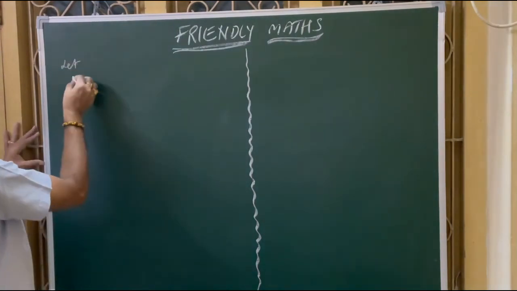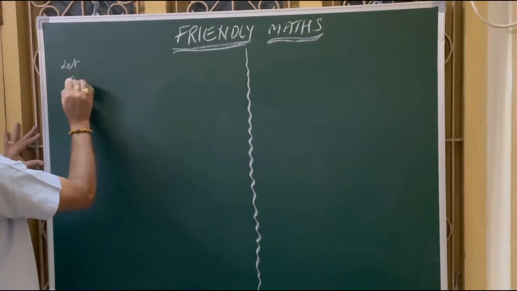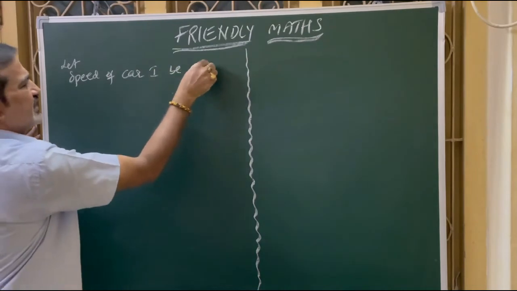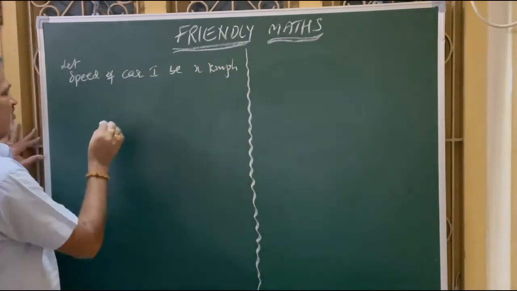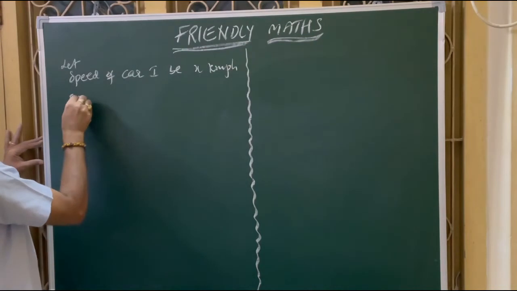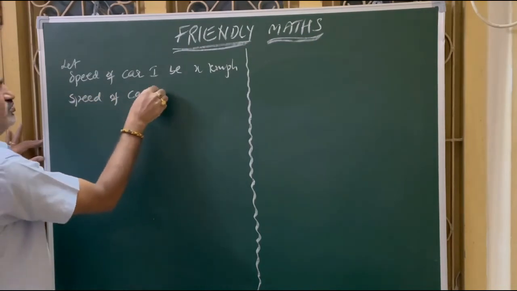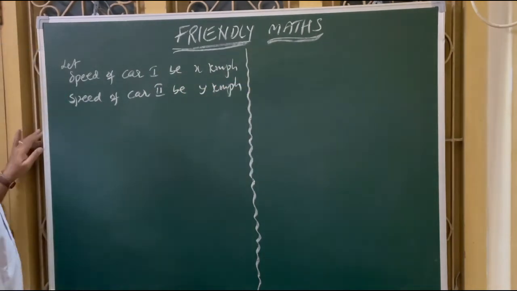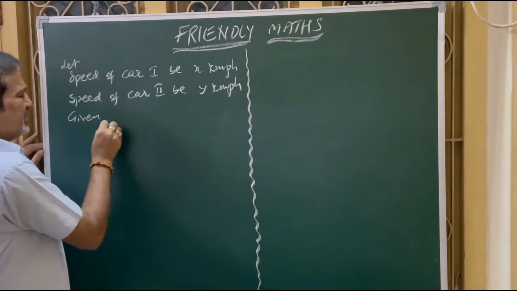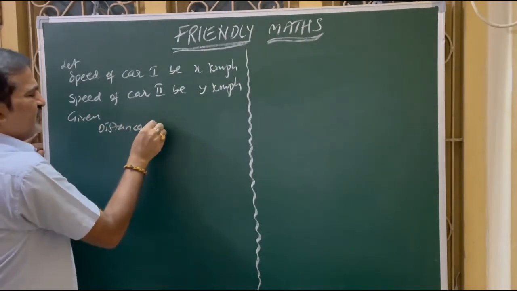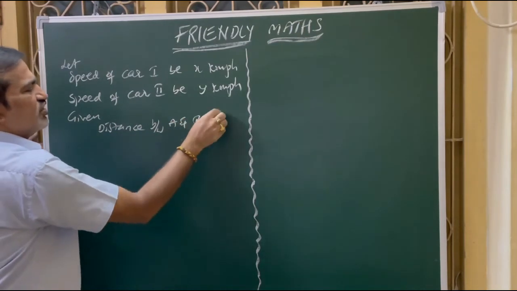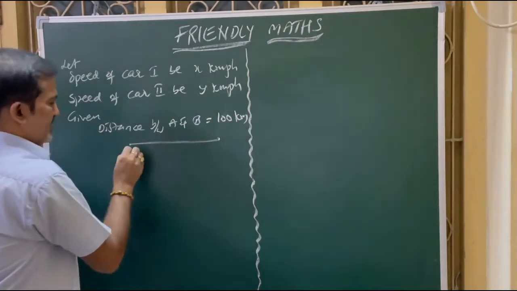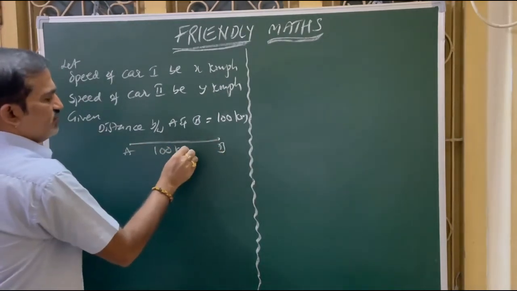Let the speed of car 1 be x kilometers per hour. This starts from A, like that you think. The speed of car 2 is y kilometers per hour. We have to find these x and y values. What is given here? The distance between A and B is 100 kilometers. They are 100 kilometers apart, there is A and B. The distance is 100 kilometers.